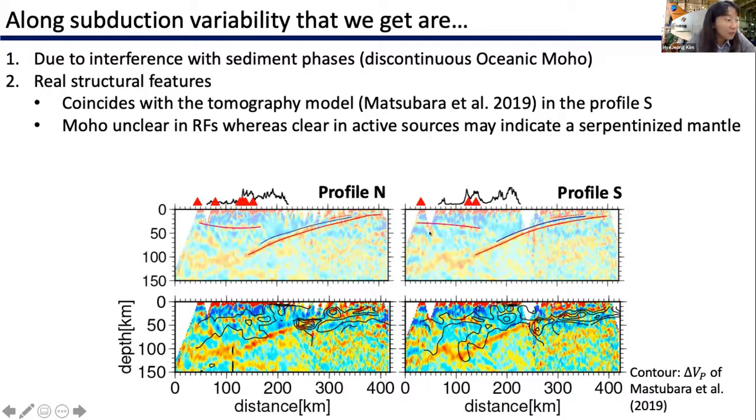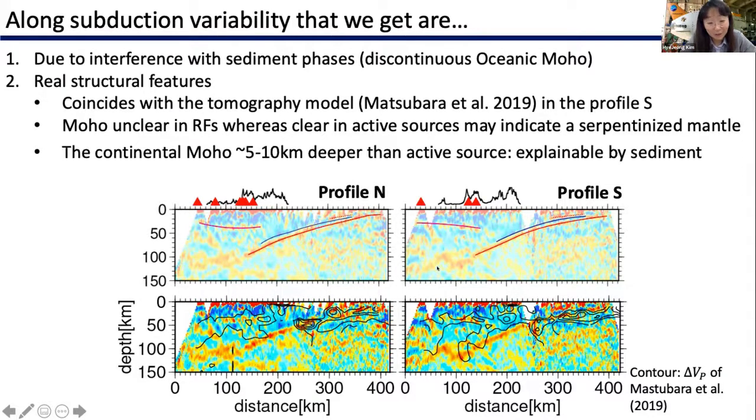As I've been talking about the seafloor sediments, there is one more sediment thing that should be considered. It's on land. The receiver function images in this region are known to show a deeper continental moho compared to the active source. And we guess this is also due to the low velocity surface covering sediments. And the location of stations that have the time delay has good correlation with the geological map in Japan.